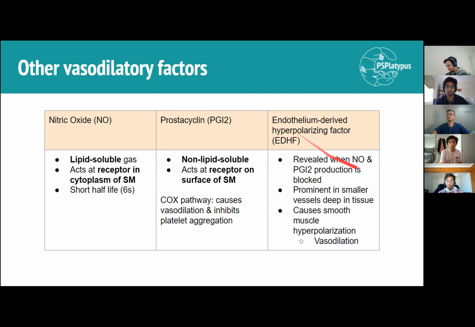Okay, the third one is a little bit elusive. People don't really know exactly what it is, but we know that it exists, and it is the endothelial-derived hyperpolarizing factor. Basically, by blocking nitric oxide and PGI2 production, we still see a lot of vasodilation, especially at the smaller vessels deep in tissue. And that points to something like an EDHF existing. We know that it's prominent in smaller vessels deep in tissue. We also know that it causes smooth muscle hyperpolarization through some ion transfer. We don't actually know the mechanism through which it does this exactly. There are a couple of theories proposed, and you'll go into a tiny bit of depth in your lectures. Ultimately, the point is it causes vasodilation.